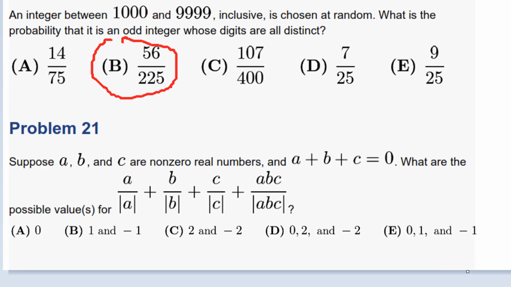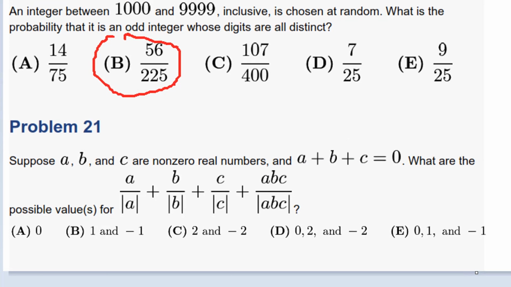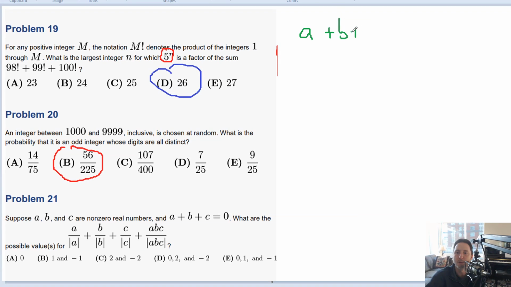All right, 21. A, B, and C are non-zero real numbers. So that means none of them are zero. They're all positive or negative. What are the possible values for this expression here? Now let's just think. Well, where do we want to start? Well, let's start with this. A plus B plus C equals 0. So when can the sum of numbers equal 0?